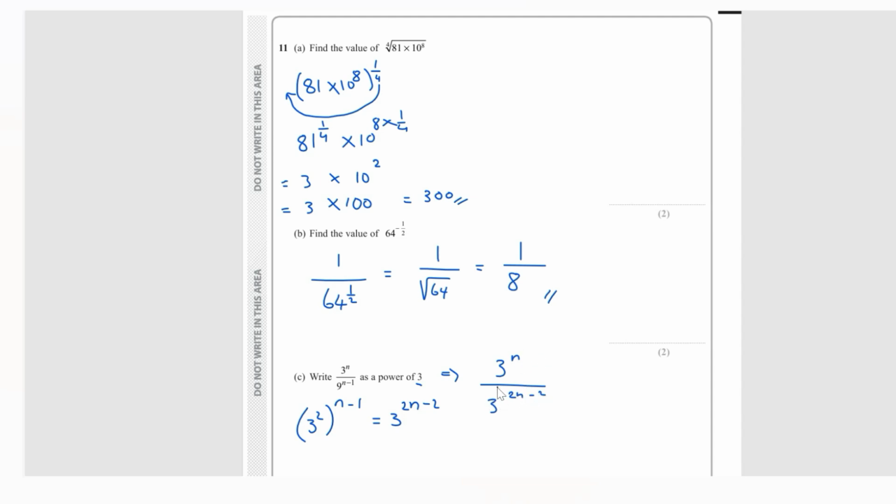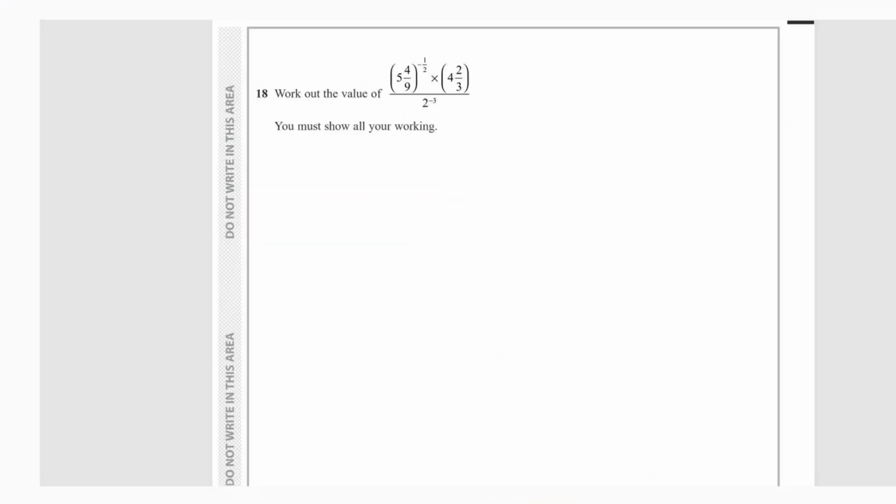Now when we're dividing numbers that have the same base, we subtract the powers. So base 3, n minus 2n, minus minus is a plus, so we plus 2. This gives us a final answer of 3 to the power of minus n plus 2. And if we just rearrange this so the positive is at the front, this gives us our final answer. Now for our next question, if you want to pause the video here and have a go, and we'll mark it together once you're done.